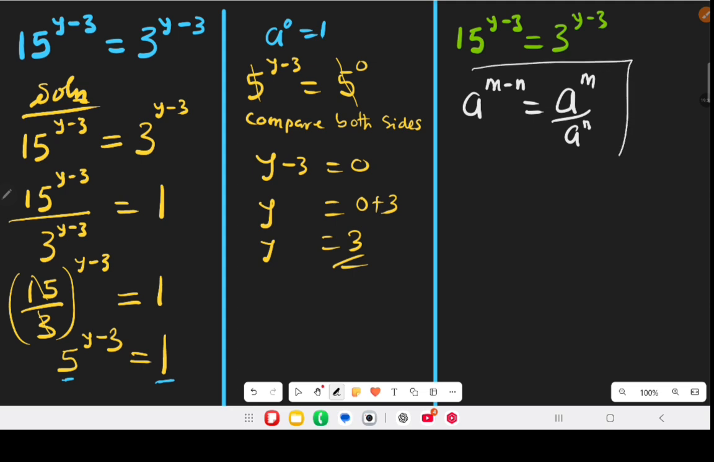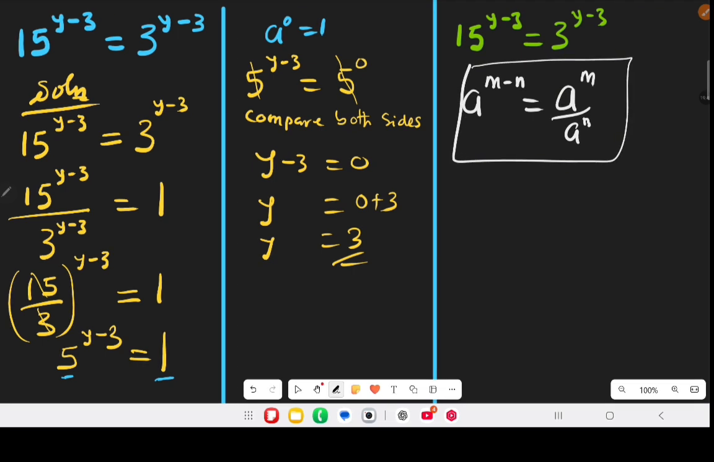If this holds, meaning the above expression will be written as 15 raised to the power of y all over 15 raised to the power of 3 equal to 3 raised to the power of y all over 3 raised to the power of 3.